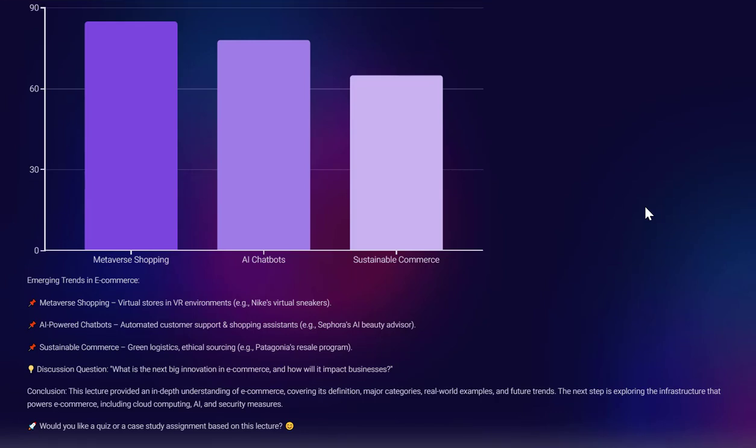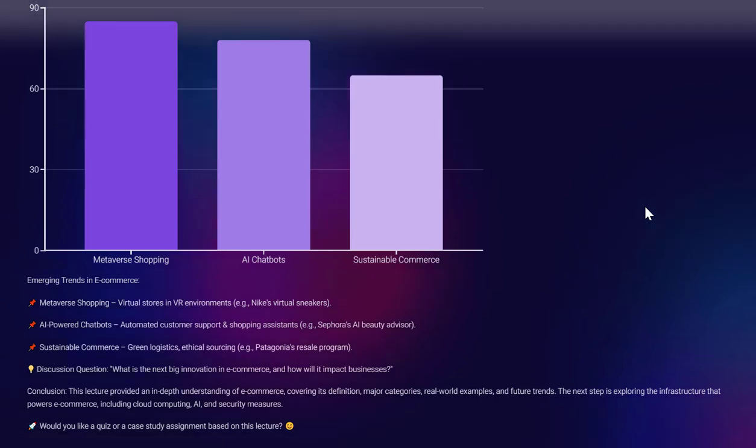So we have gone through the overview of the 5 key categories and some future trends in e-commerce. We will go further for an in-depth understanding of e-commerce. But now we have covered the definition, the major categories, some real-world examples, and future trends. The next step is exploring the infrastructure that powers e-commerce, including cloud computing, AI, and security measures.